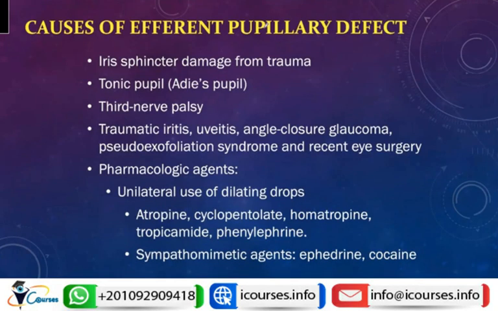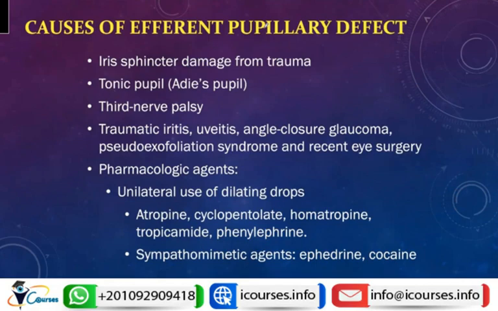This is because there is a lesion in the efferent pathway, and the efferent pathway, as we said, starts from the Edinger-Westphal nucleus through the fibers of the optic nerve until it supplies the constrictor pupillary muscle. So any lesion within this pathway will cause affection of the parasympathetic fibers, which pass with the third nerve. So it will affect the constriction of the pupil, and that's why it will cause dilatation.